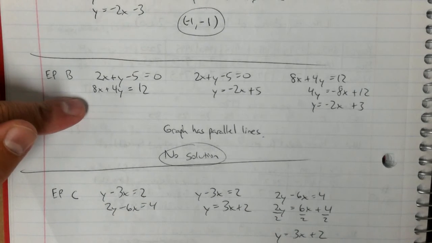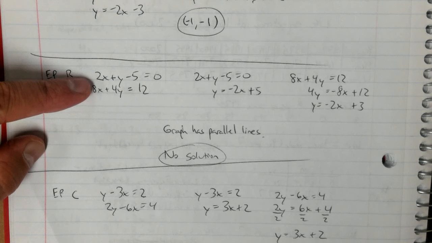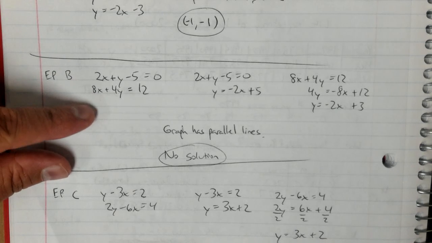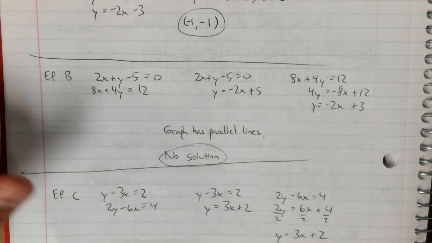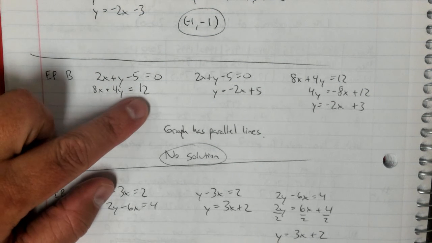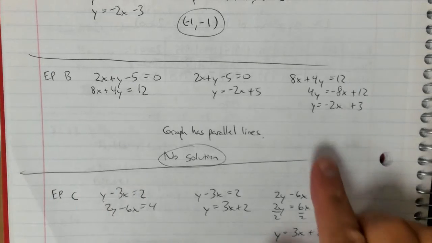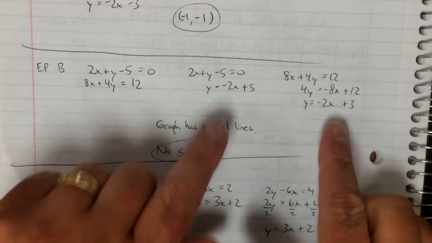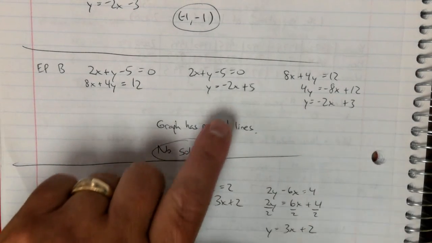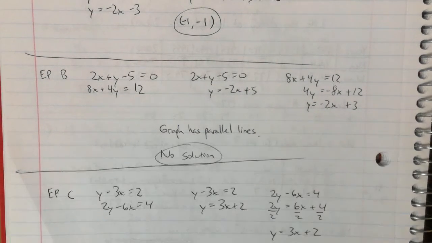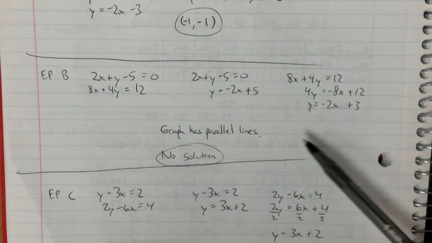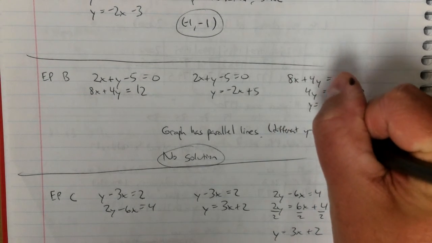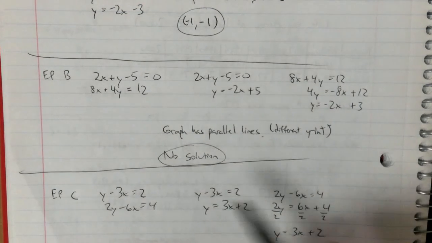Then for this one, extra practice B, you have 2x plus y minus 5 equals 0. And so I solve that for y. And you have 8x plus 4y equal 12. So on that one, I moved my 8x over, divided everything by 4. And so now these have the same slope, so they're parallel lines, and they are different y-intercepts. So if they're parallel, with different y-intercepts, that means there'd be no solution.